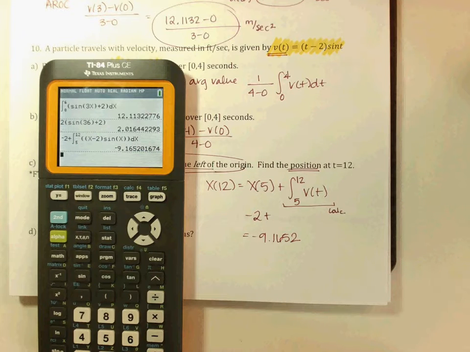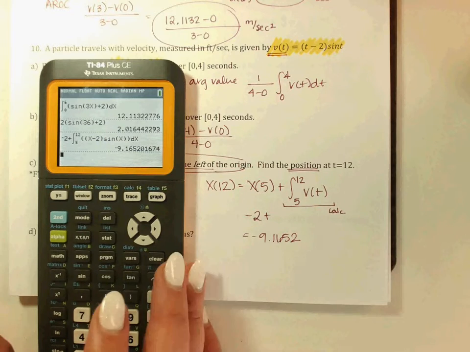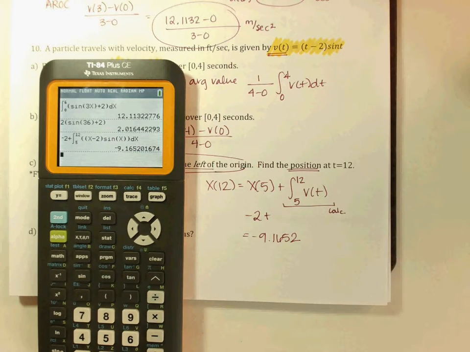Isn't it plus? Plus negative sign? Yeah. It's negative 2 plus negative 9. Oh, yeah. So I typed the negative 2 into the calculator. So got you.